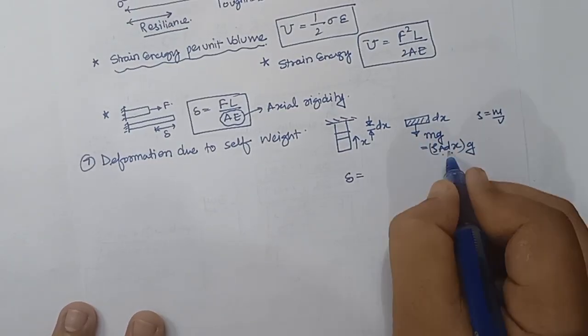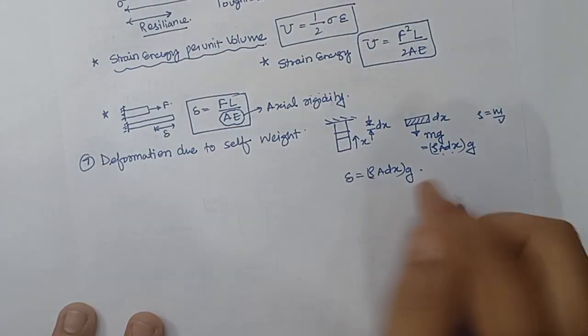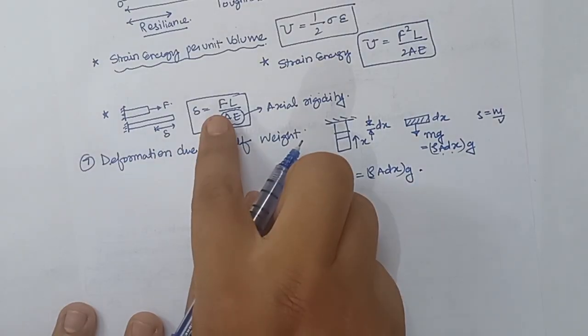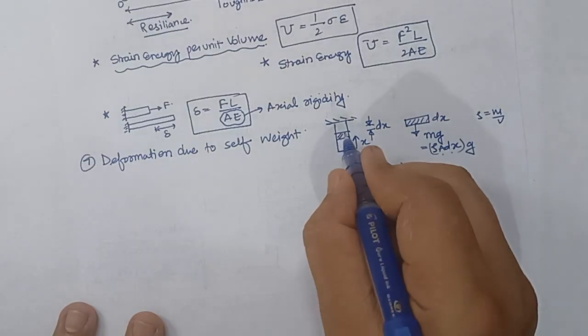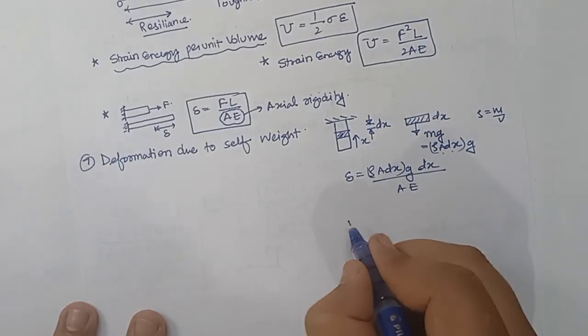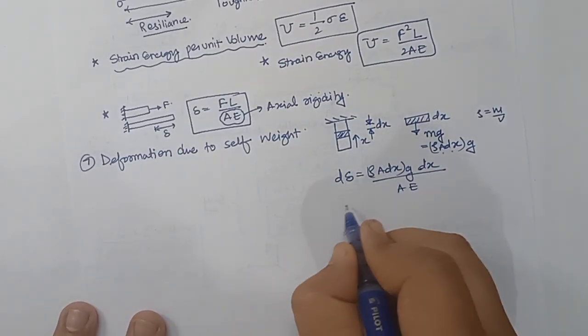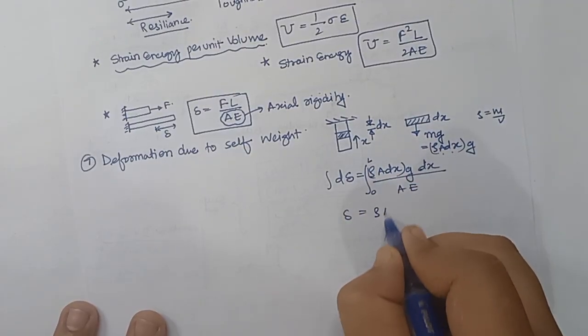So deformation is what? The force rho a dx g. I'm using this formula, force per unit length. This is the force, and what is the length of this part? Dx upon AE, constant axial rigidity, and this is small deformation. If I integrate it from 0 to L, I'll get rho AG.